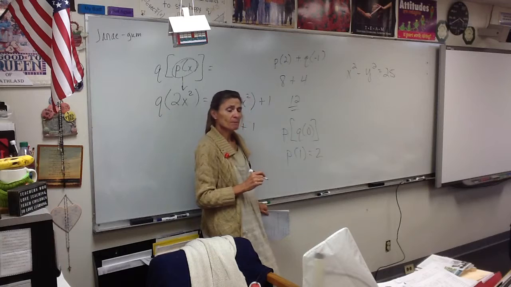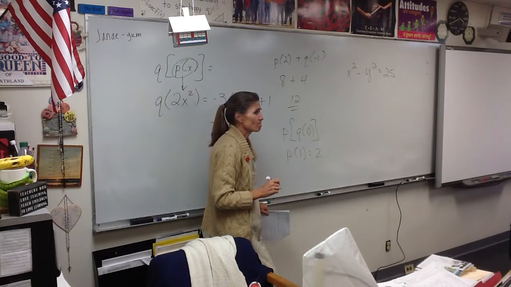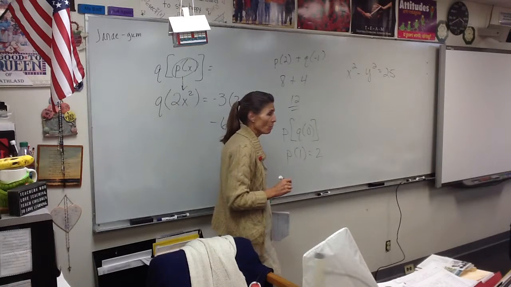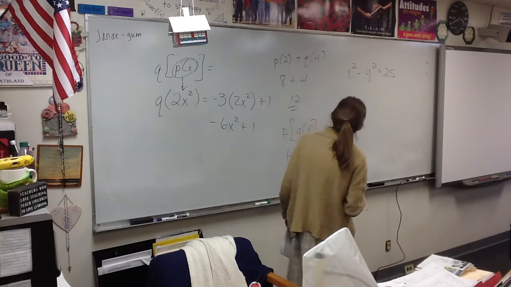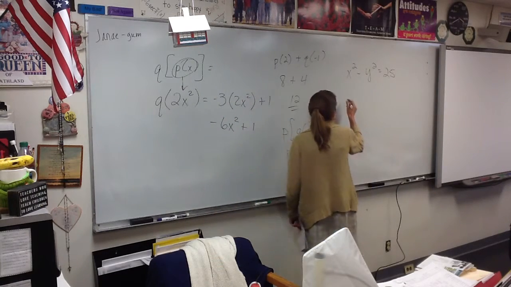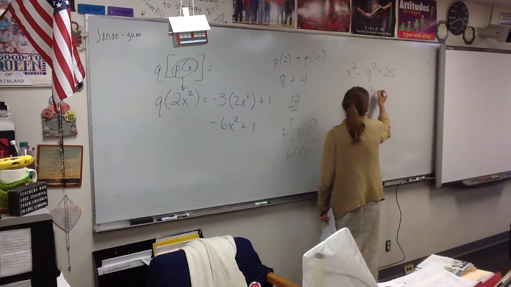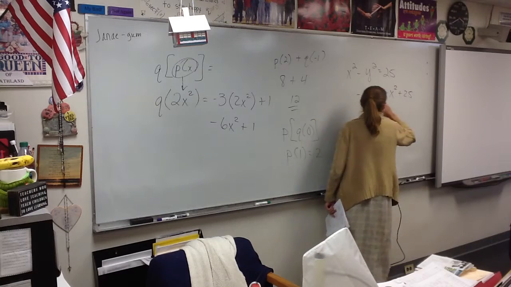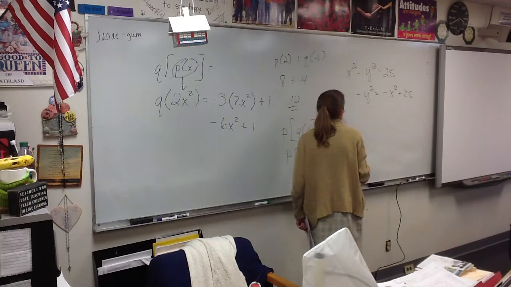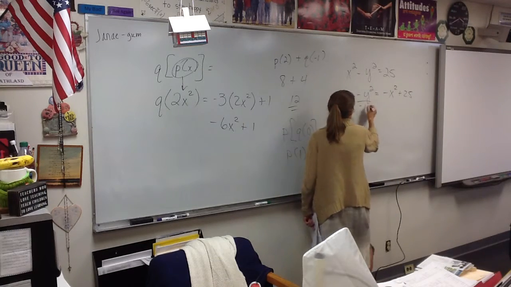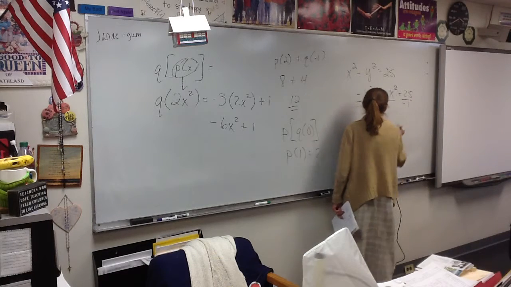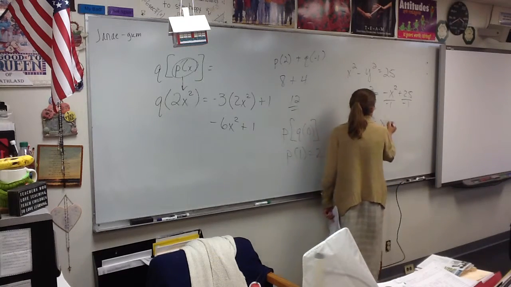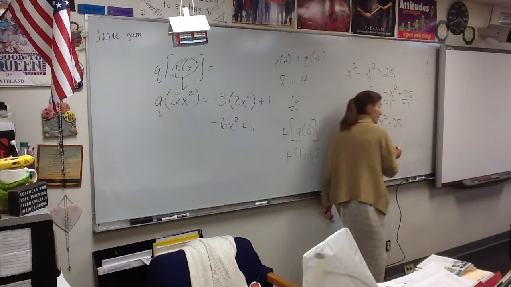Now, I'm finding the implicit functions. What does that mean? I've got to solve for y. So what shall I do? Subtract the x squared from the other side. Okay. Now I'll divide by negative 1. So y squared equals x squared minus 25.